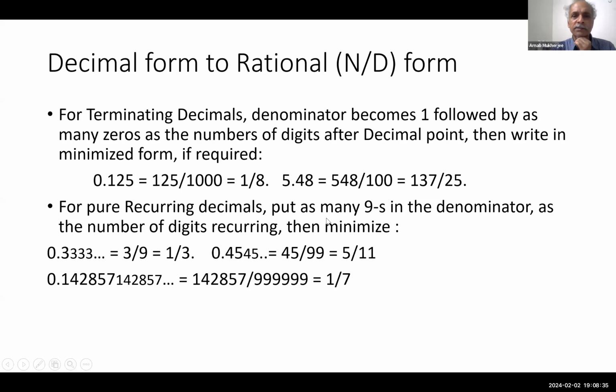For pure recurring decimal, put as many nines in the denominator. For example, 0.3333, 3 by 9 is 1 by 3. 0.4545, etc., 45 divided by as many nines as recurring. There are 4, 5 repeating, 2 digits repeating, we write 2 numbers of 9, 99, so 5 by 11. 142857 repeating, we put 6 nines, and when you cancel it, it becomes 1 by 7.